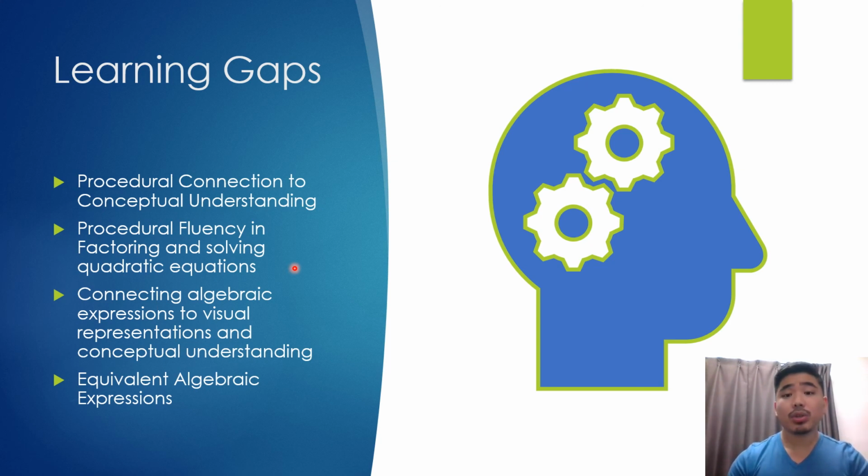Even my seniors, who had taken Algebra 1, Algebra 2, and geometry, still did not remember how to solve a quadratic equation. My students also were not able to connect algebraic expressions to visual representations that they did using geometry models, and they didn't understand conceptually how their algebraic expressions related to those geometric concepts.